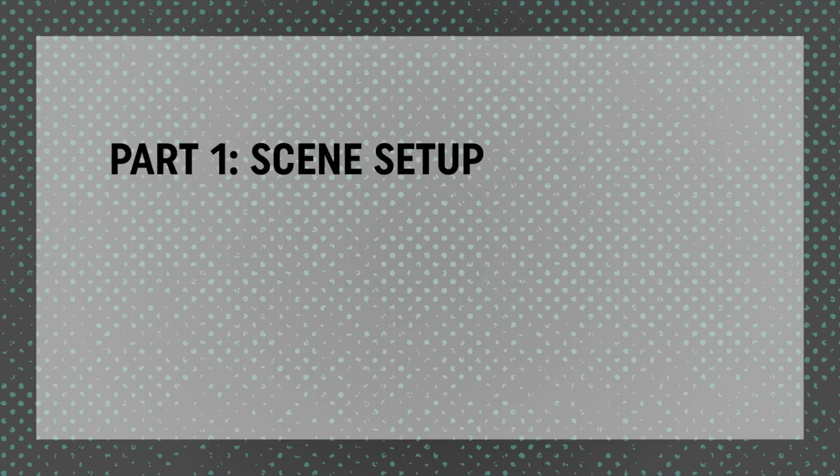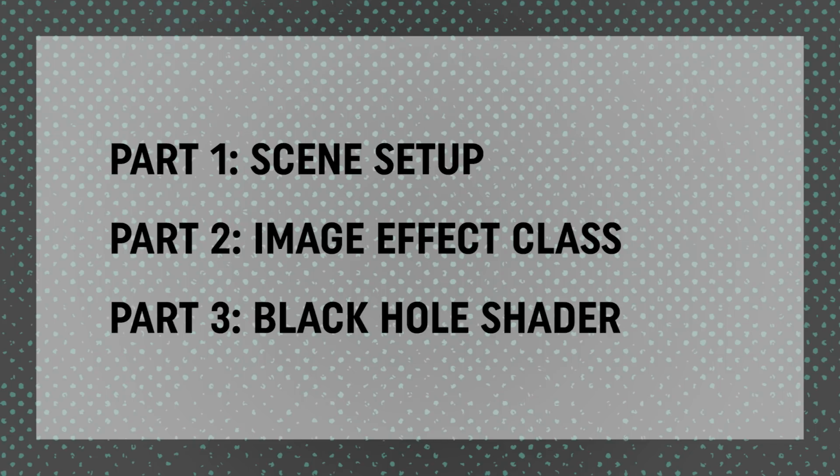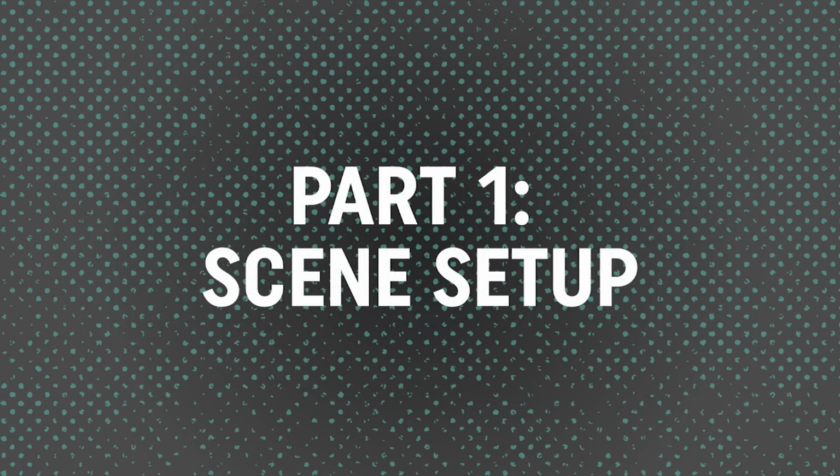First, we're going to quickly set up the scene. We're just going to need a couple game objects for that. Then we are going to actually create our image effect class, which we're going to attach to our camera. And then finally, we're going to create the actual shader script, which will be used by that image effect. So let's dive in. Part 1, scene setup.